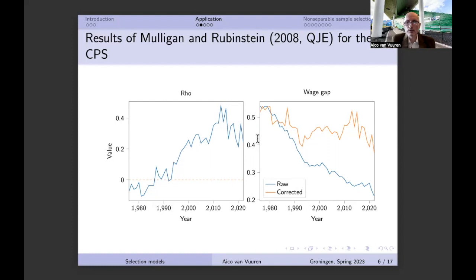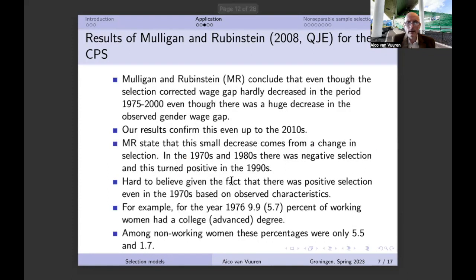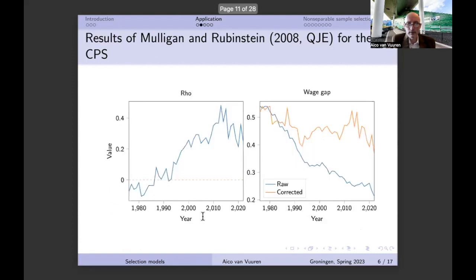Well, this is, of course, a very interesting story that the mean wage gap has hardly changed over time, but I think it's also a little bit unbelievable. And the reason behind that is that we should realize that when we look at the observed characteristics, what is the story behind Mulligan and Rubinstein? Well, the story behind Mulligan and Rubinstein is essentially that here in the 70s, the kind of women that were working were actually very special.